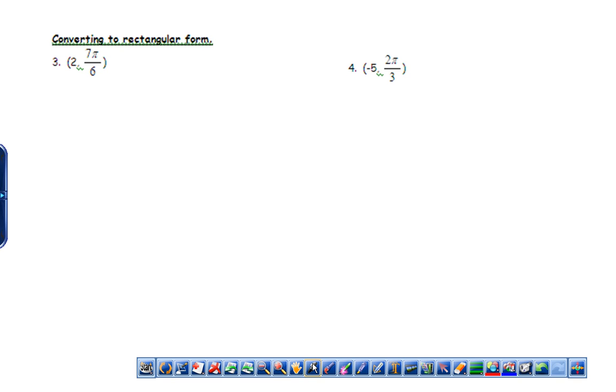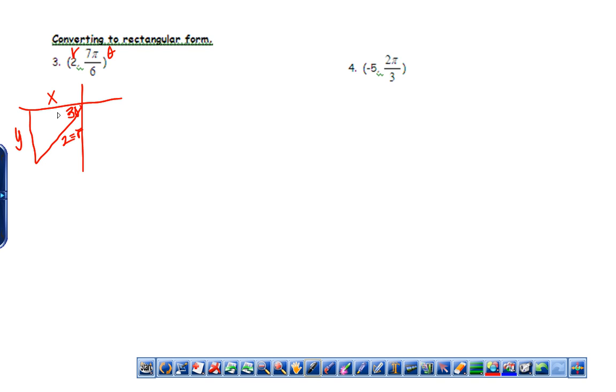Okay, let's convert to rectangular form. Let's go ahead and plot 7 pi over 6 and 2. Remember, this is your radius and this is your theta. So 7 pi over 6 is in this quadrant and your radius is 2, we know. If it's 7 pi over 6, it's a 30-degree angle. We don't know our x and we don't know our y. So let's go ahead and figure out our equations.